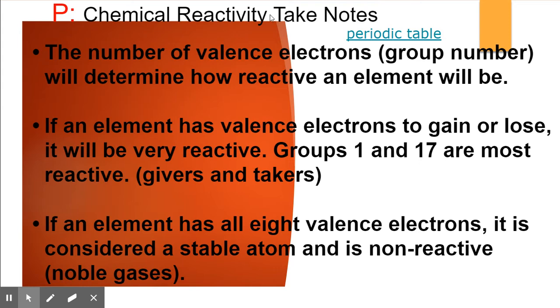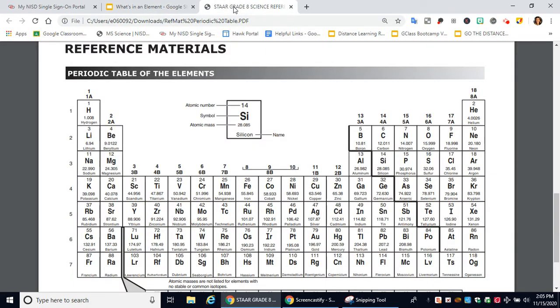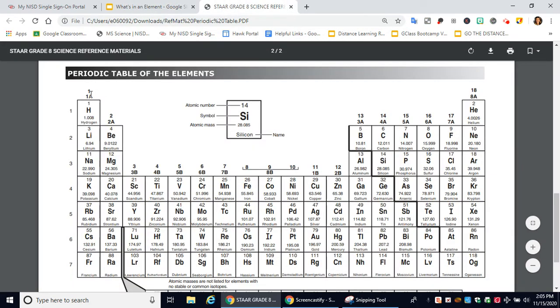All right, let's take some notes on chemical reactivity. The number of valence electrons, the group number, will determine how reactive an element is. So let's go to the periodic table and have a look. Group numbers are above the vertical column. So this is group number 1. That number 1 indicates that all these elements vertically up and down have 1 valence electron.